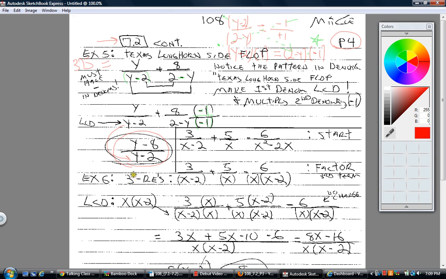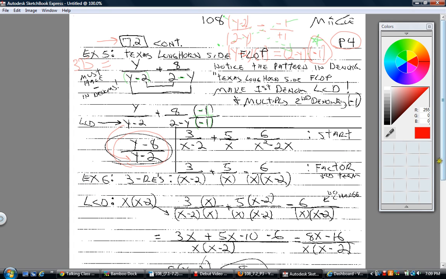Watch the video when I make it to see if you're struggling with that a little bit, but try to follow this reasoning as to why you do it. You have the Texas flop, and if you cross multiply, the only difference between a y minus 2 and a 2 minus y is that -1 factor. So let's move on here.